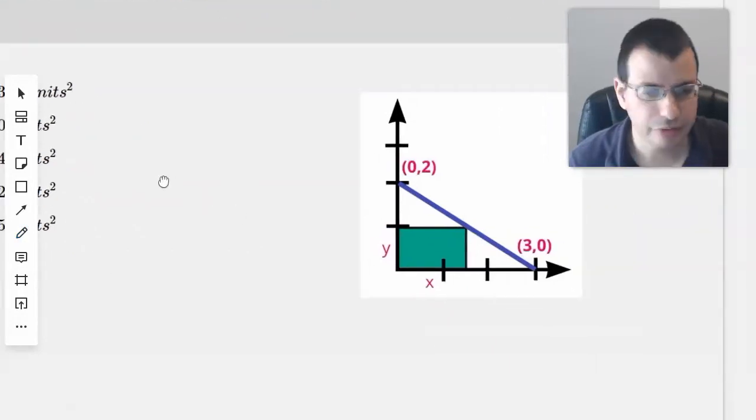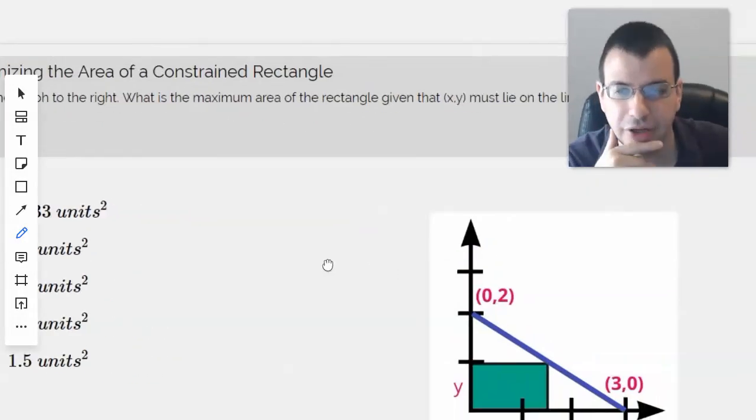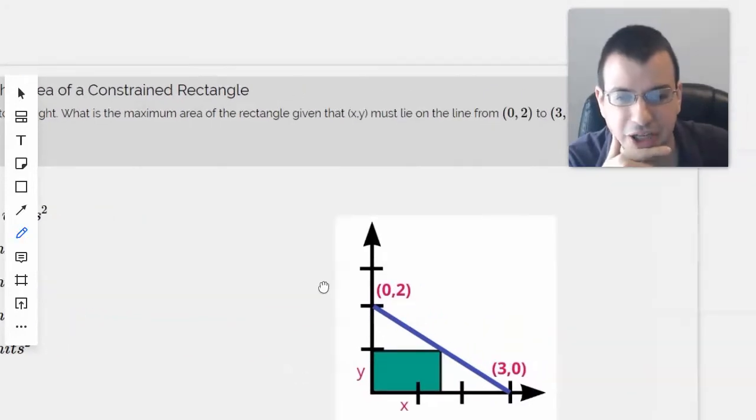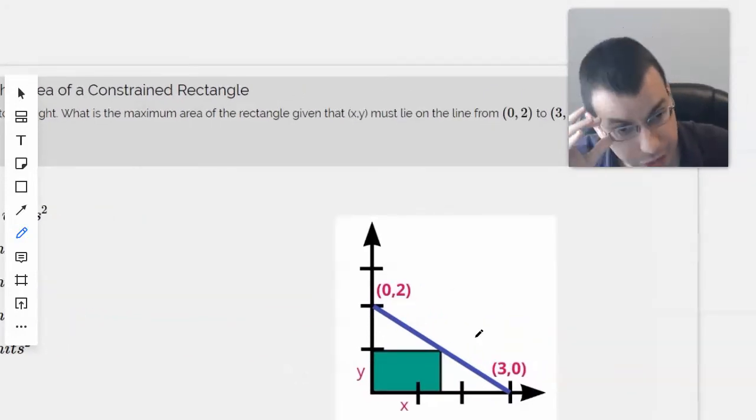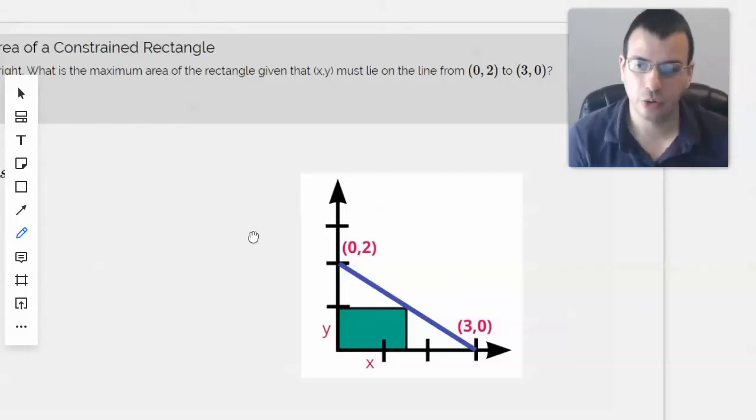Given the graph to the right, what is the maximum area of the rectangle given that x, y must lie on the line from (0, 2) to (3, 0)?